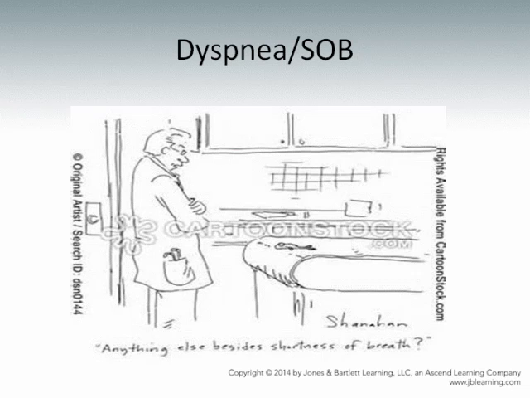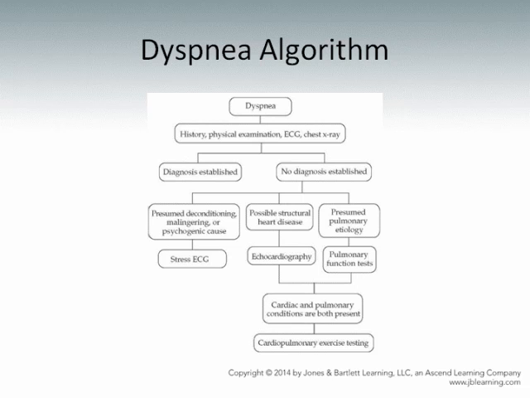Once again, when somebody says short of breath, you have to determine the severity. So here's a fish saying he's a little short of breath, which is much more important than if you run a half marathon and then you're a little short of breath at the end. Here's another dyspnea algorithm for those of you who like algorithms.